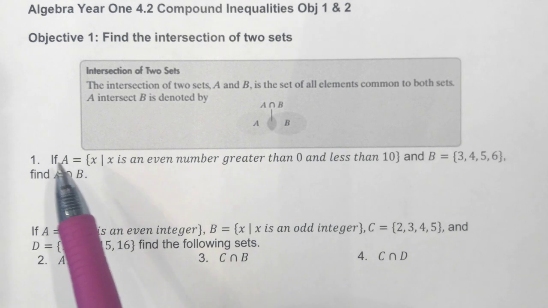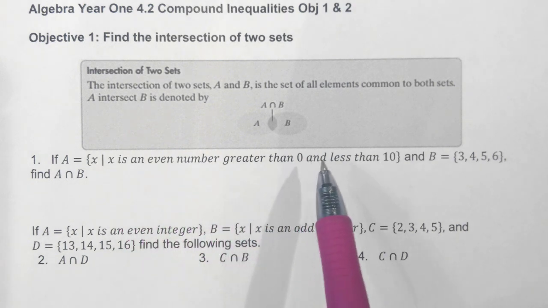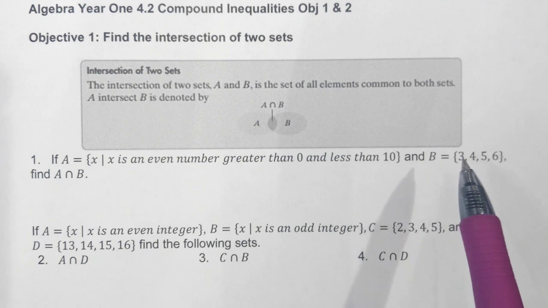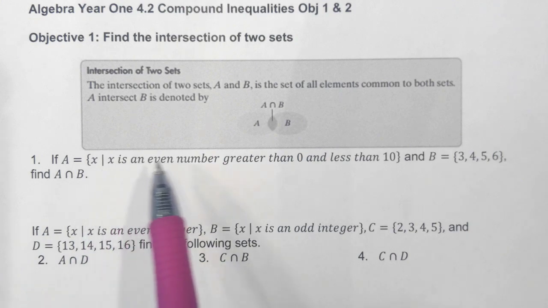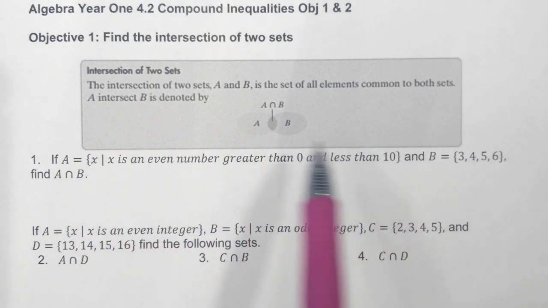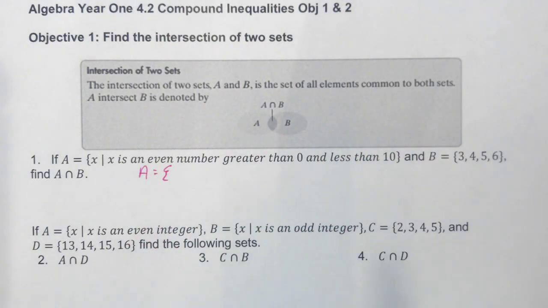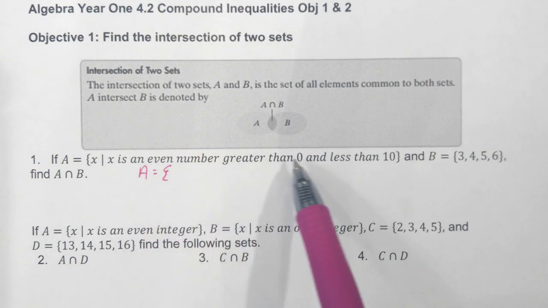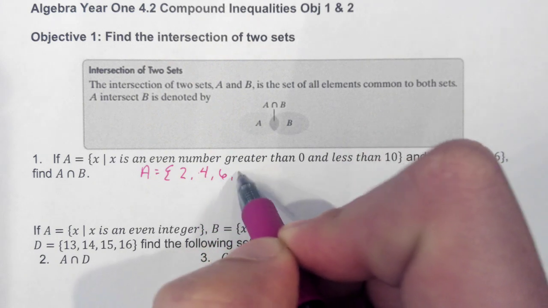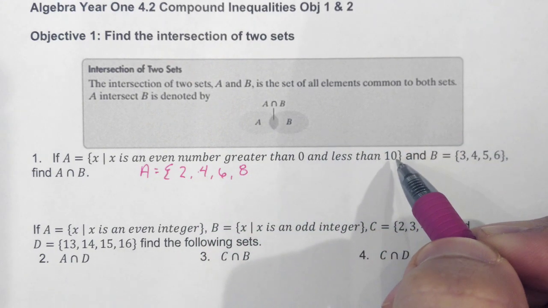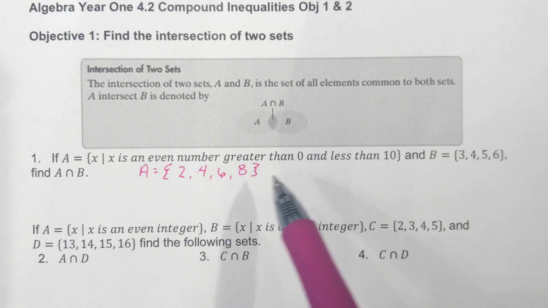Here is an example. If A is the set of x, where x is an even number greater than 0 and less than 10, and B is the set 3, 4, 5, and 6, what's the intersection of A and B? This one is kind of vague, so let's put it in actual numbers. X is an even number greater than 0 and less than 10, so that's the even numbers 2, 4, 6, 8, and it has to be strictly less than 10. It can't be 10, so 8 is the last number in A. So A is the numbers 2, 4, 6, and 8.